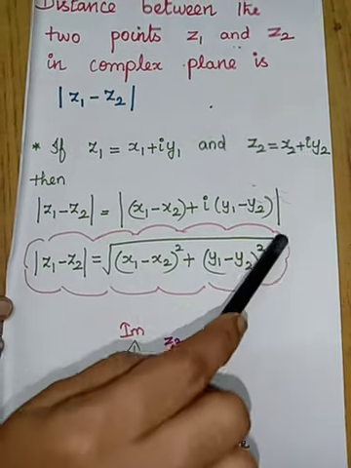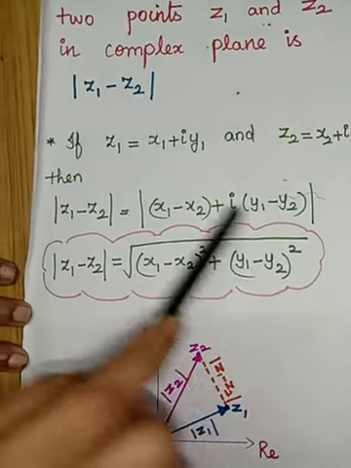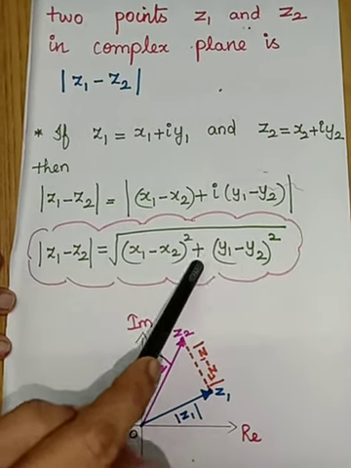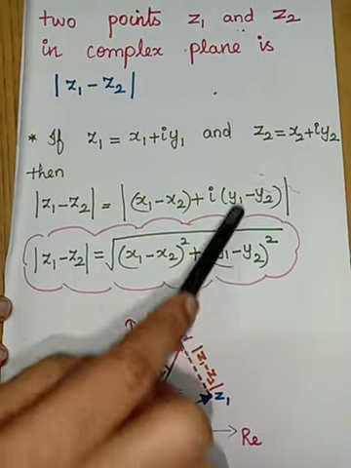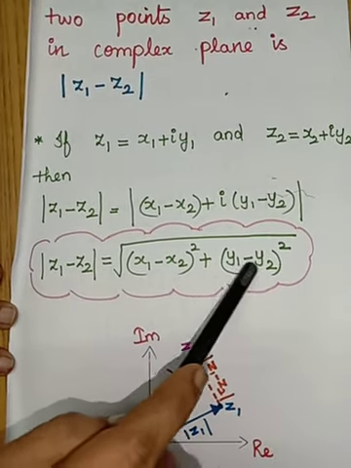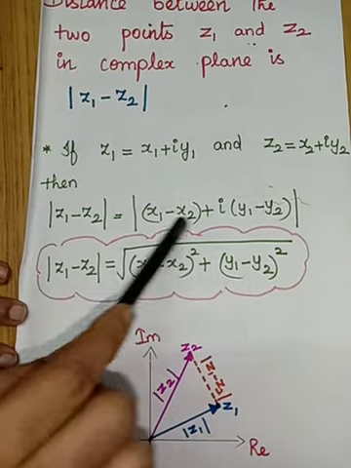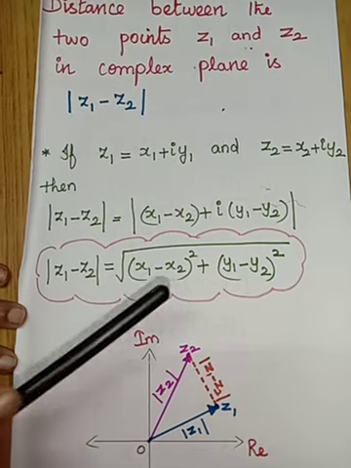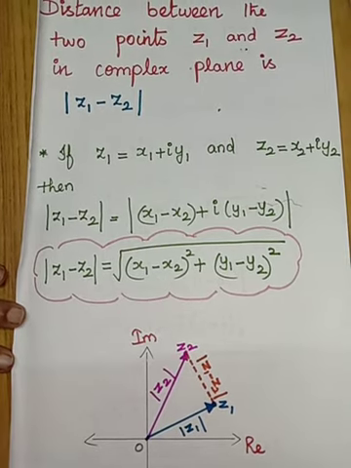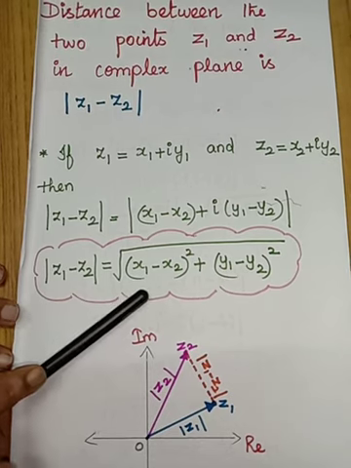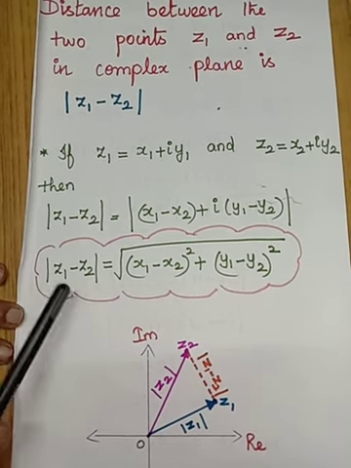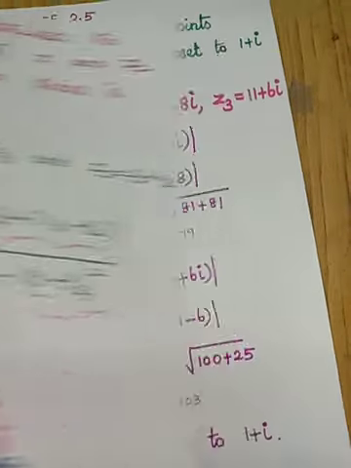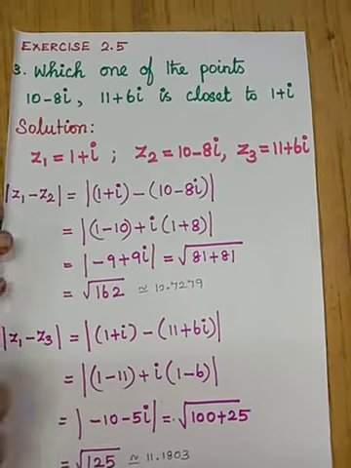How to write the modulus? Modulus is nothing but square root of real part the whole squared. So x1 minus x2 the whole square plus imaginary part the whole square. The imaginary part is y1 minus y2 the whole square. Do you know what this formula is? It's a formula to find the distance between 2 points. So the distance between 2 points is nothing but modulus of z1 minus z2. Okay, so using this we are going to do exercise 2.5.